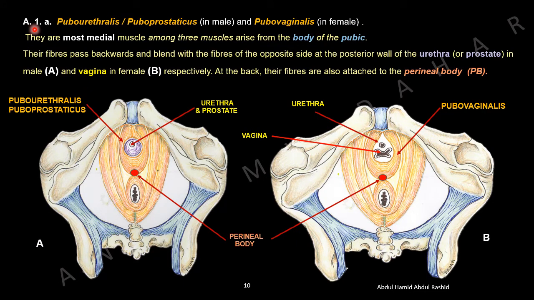Pubourethralis or puboprostaticus in male and pubovaginalis in female. This is the pelvis of the male and this is of the female. You can see here this is the urethra and this is the prostate. In this case, this is the urethra and this is the vagina. This is the symphysis pubis. This is the pubic part. And this is the perineal body here.